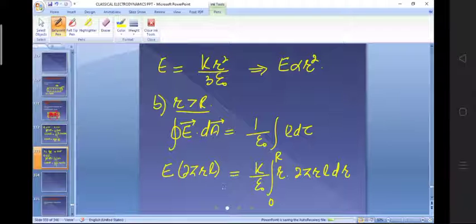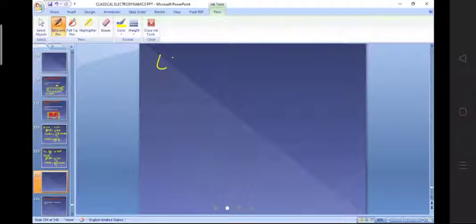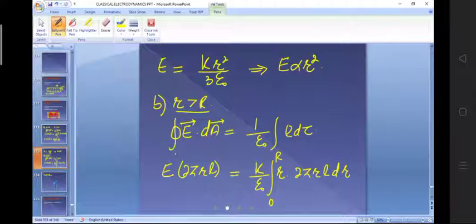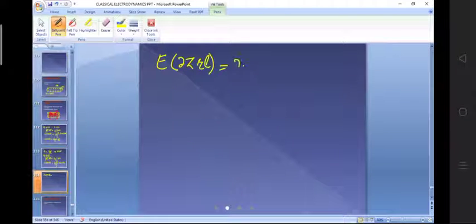Now what I will do again is integrate this. So here it will be E multiplied by 2 pi r L equal to 2 pi k L divided by epsilon naught. That's a constant that will stay as such. Then the integration of r square is simply r cubed divided by 3. Now here, pay attention. So this will be E multiplied by 2 pi r L. Then it will be equal to: this 2 pi and L is a constant, so pull them out. So it will be like this: 2 pi L multiplied by k divided by epsilon naught.